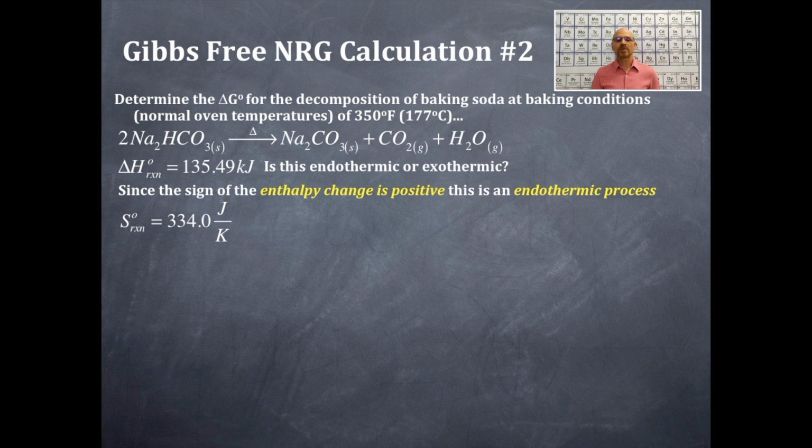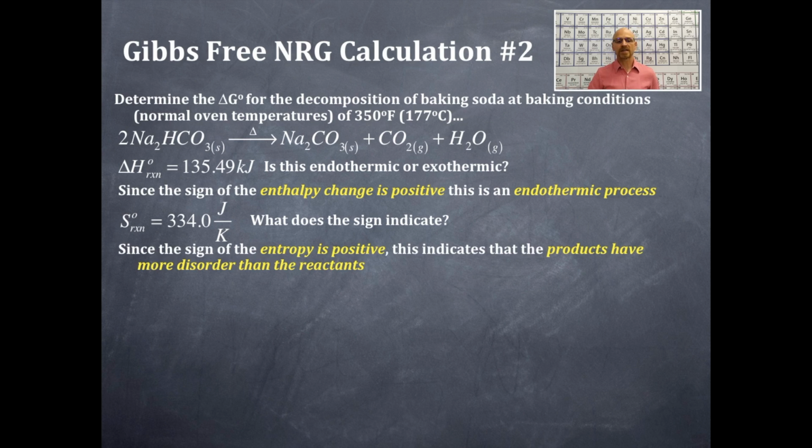And the S naught for the reaction is 334 joules per Kelvin. We actually have the same value for this. All we're doing is we're changing the temperature here. So what does the sign indicate? So there's a reiteration of what we had before. Well, since the sign of the entropy is positive, this indicates that the products have more disorder than the reactants, i.e. there's more gas on the product side because there is no gas on the reactant side.